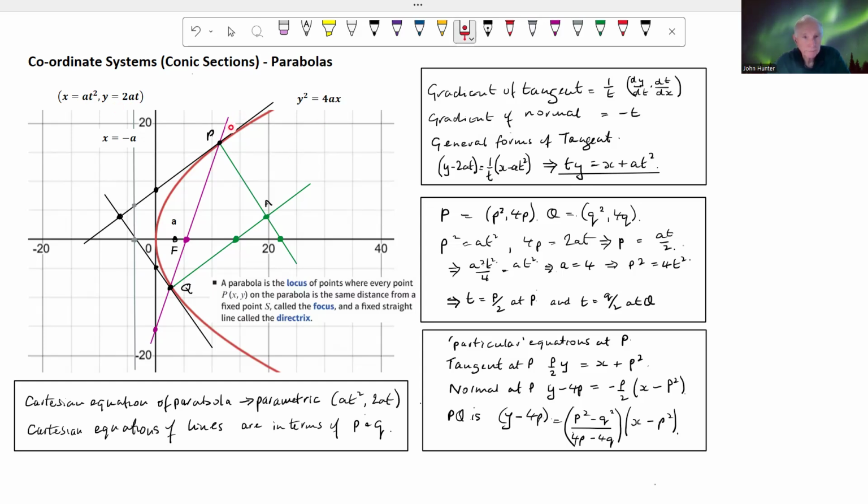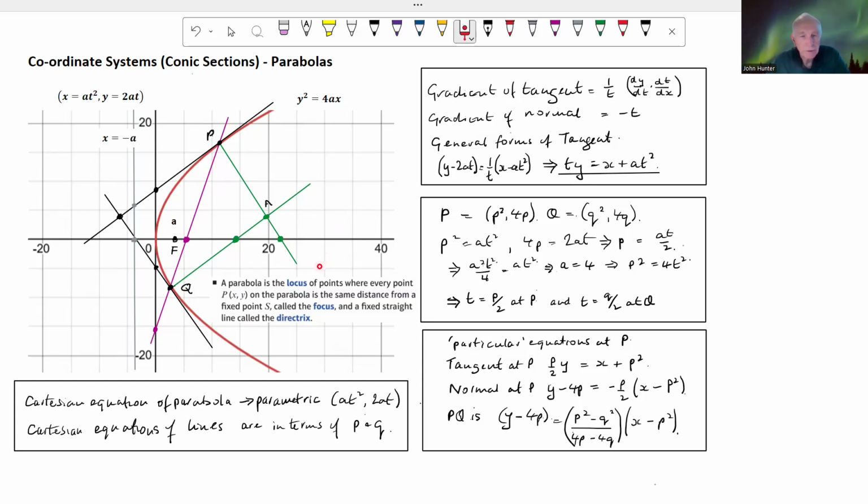Okay, so that's that. Now, what is a parabola? Basically, it's the locus of points where every point on the parabola is the same distance from a fixed point S. I've called it F here, actually, and a fixed straight line called the directrix, which is this line coming down here. So this point here would be equidistant from there and there, and pick any other point on the curve, and the same thing would apply.